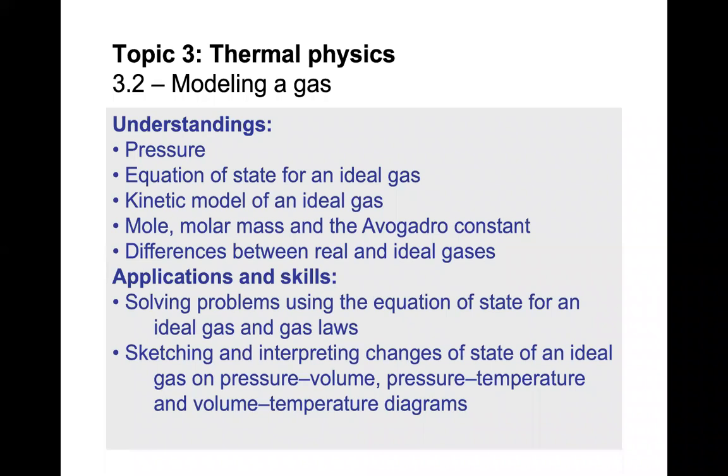The main lesson objectives for this topic are, number one, pressure. Equation of state for an ideal gas, so we'll be talking about ideal gases and real gas. A kinetic model of an ideal gas, so it's about the ideal gas and how the particles move inside an ideal gas. We'll be going over the mole, the molar mass, and the Avogadro's constant. We'll be talking about the difference between real and ideal gas.